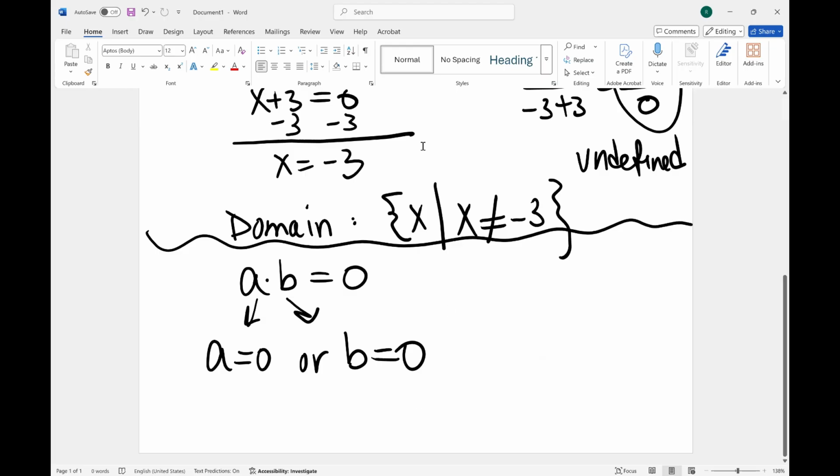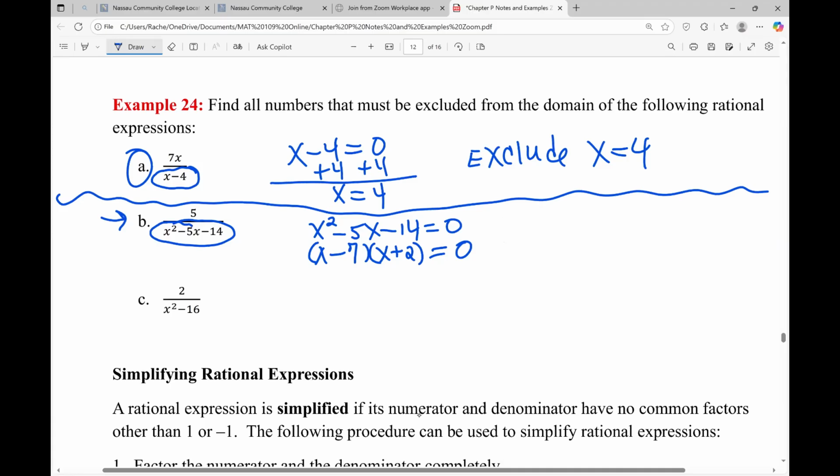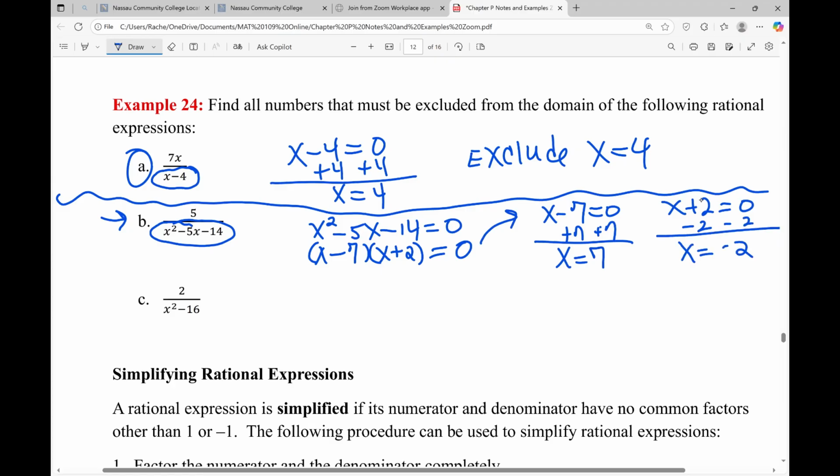So that's why I'm going to set each one of these factors equal to 0. I want to know, when would x minus 7 be equal to 0, and when would x plus 2 be equal to 0? For what values of x? We're going to solve each of them. Here I'm going to add 7, so I get x equals 7. And when I solve x plus 2 equals 0, I'm going to subtract 2 from both sides, and I get x is -2.